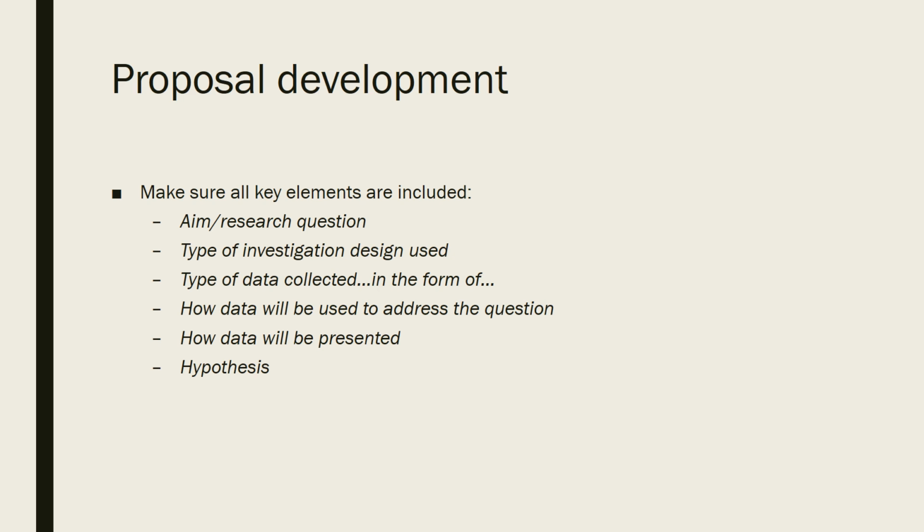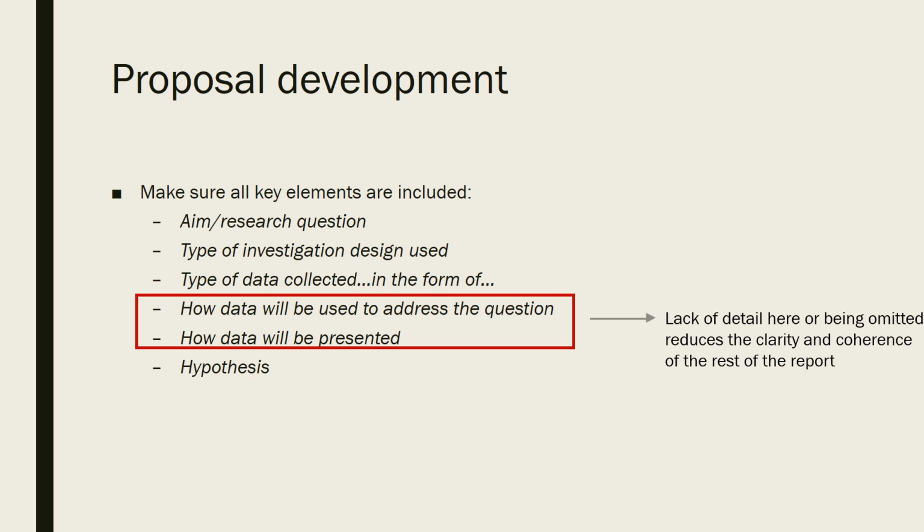So for example, mean heart rate scores will be presented in a bar graph in order to compare, etc., etc. You also need to clearly state what your hypothesis is. A common mistake made by students is that the sections describing how the data will be used and presented are either omitted or lacking detail, and this causes the rest of the report to really lack clarity and coherence. So make sure that you cover this in adequate detail while developing your proposal.